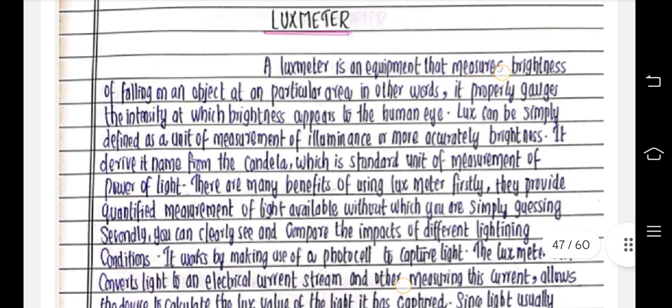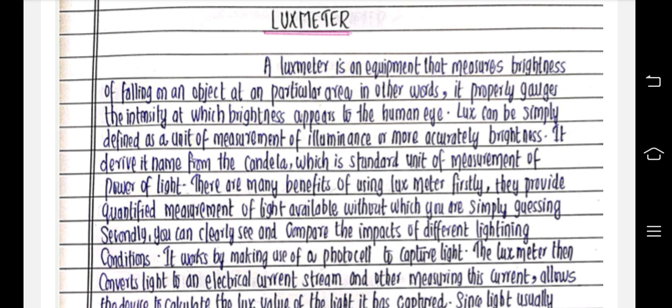Lux meter. A lux meter is an equipment that measures the brightness of light falling on an object in a particular area. In other words, it properly gauges the intensity at which brightness appears to the human eye. Lux can be simply defined as a unit of measurement of illuminance, or more accurately, brightness. It derives its name from candela, which is the standard unit of measurement of the power of light.